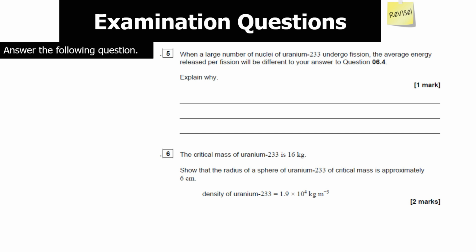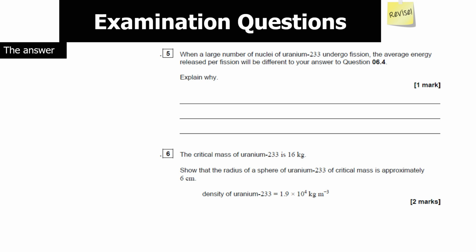The next question says, when a large number of nuclei of uranium-233 undergo fission, the average energy released per fission will be different to your answer in the previous question. Explain why. Then the critical mass of uranium-233 is 16 kilograms, so that the radius of a sphere of uranium-233 of critical mass is approximately 6 centimeters. So pause the video now, then unpause the video when you want to go through your answer.